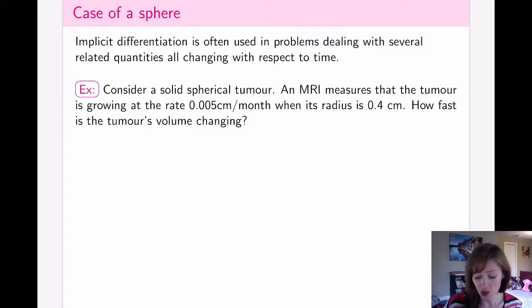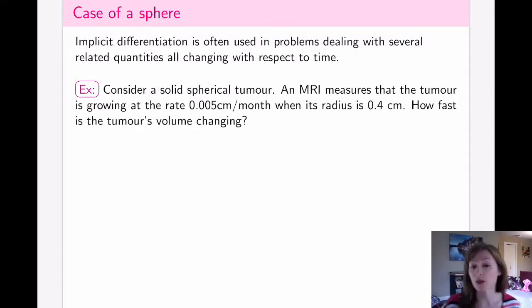An MRI measures that the tumor is growing at the rate of 0.005 centimeters per month when its radius is 0.4 centimeters. How fast is the volume of the tumor changing at that point? A lot of times, it's not necessarily the size of the tumor that matters, especially when it's small, but rather how fast it's actually growing.